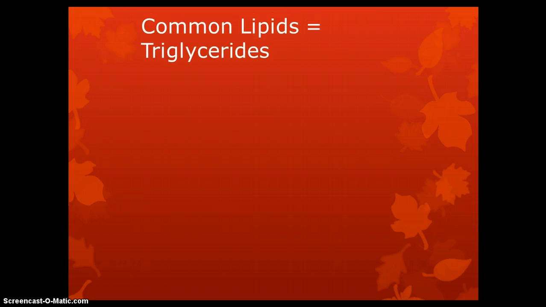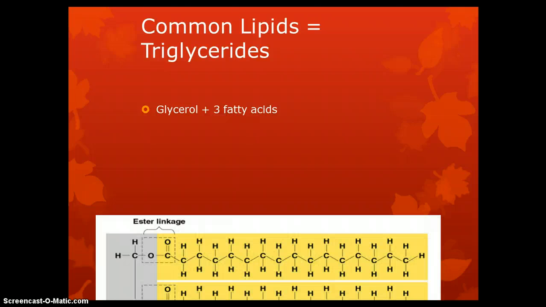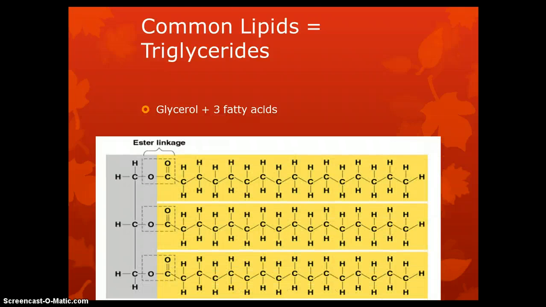One very common type of lipid is a triglyceride. Saturated and unsaturated fats are types of triglyceride. There are two components of a triglyceride, the glycerol and three fatty acids. The glycerol in this picture has a gray box around it, and the three fatty acids are highlighted in yellow. They're called fatty acids because when they bond to the glycerol molecule, they lose a hydrogen atom over here.